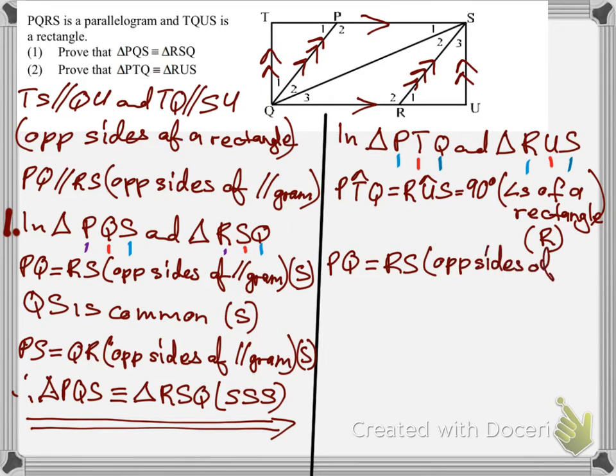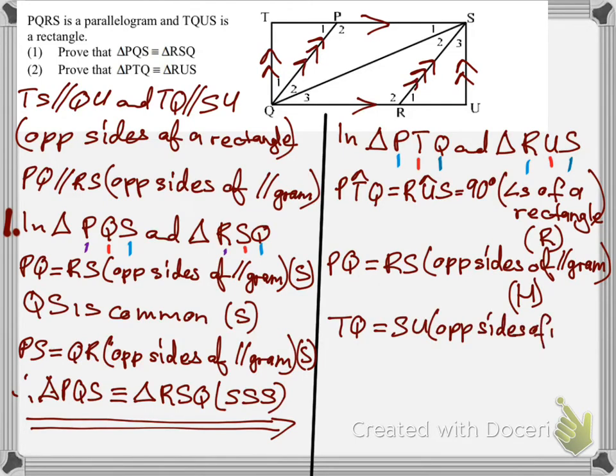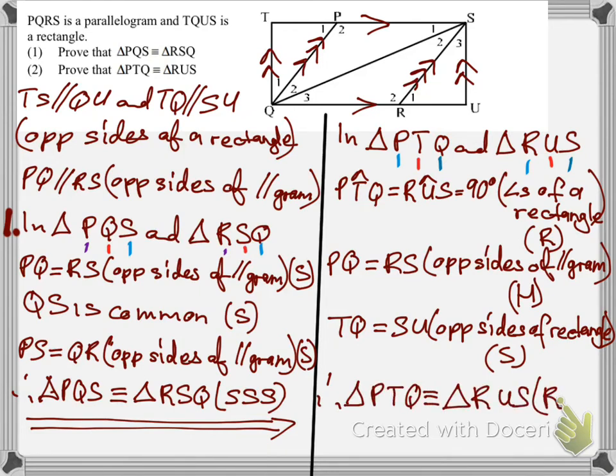Why? Because these are opposite sides of a parallelogram. And that is our hypotenuse. And then TQ is equals to SU. Why? Because these are opposite sides of a rectangle. Right? And then that is a side. So we can conclude that triangle PTQ is congruent to triangle RUS because of the condition RHS, which is right angle, hypotenuse and another side. Do you see that?